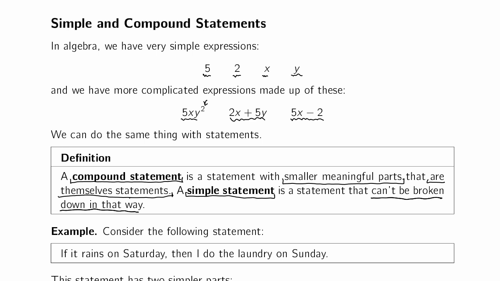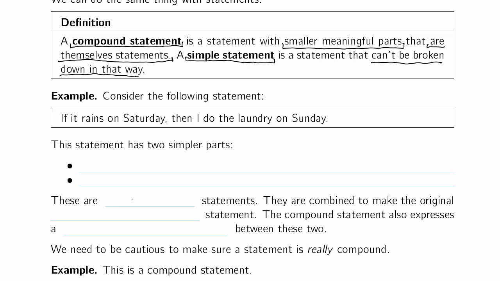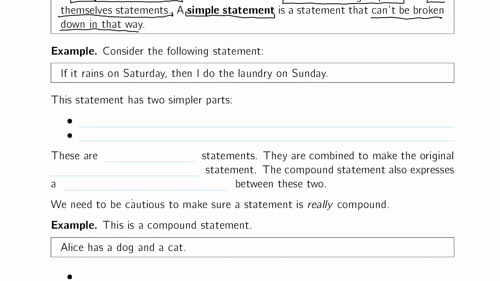So any statement is either a compound statement, it can be broken into smaller parts, or a simple statement, it can't be broken up. And of course, ultimately, when we have a compound statement, we're going to break it up into simpler statements. So here's an example. If it rains on Saturday, then I do the laundry on Sunday. This statement has two smaller parts. It rains on Saturday, and I do the laundry on Sunday.